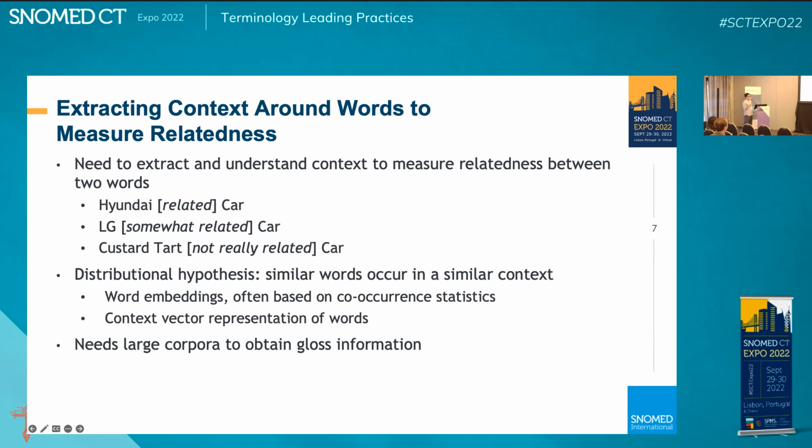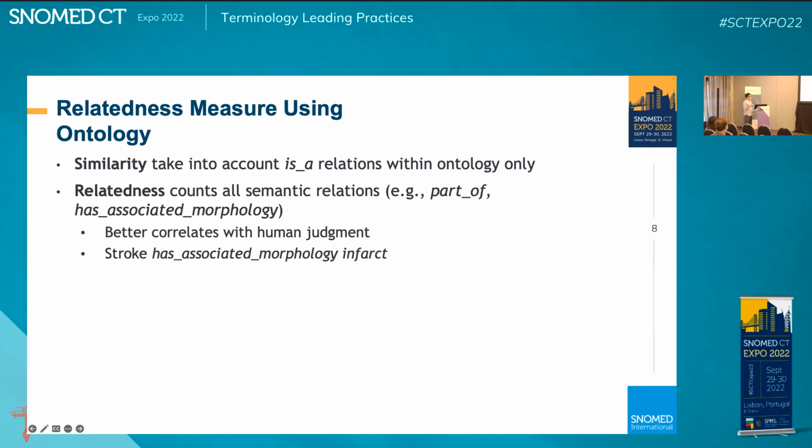So NLP technologies such as word embeddings are often based on co-occurrence statistics, and words are represented by a context vector. But we need larger corpora to get enough cases of co-occurrence and obtain that information. So to eliminate the need for larger corpora, we can use ontology for the measurement of relatedness of two words.